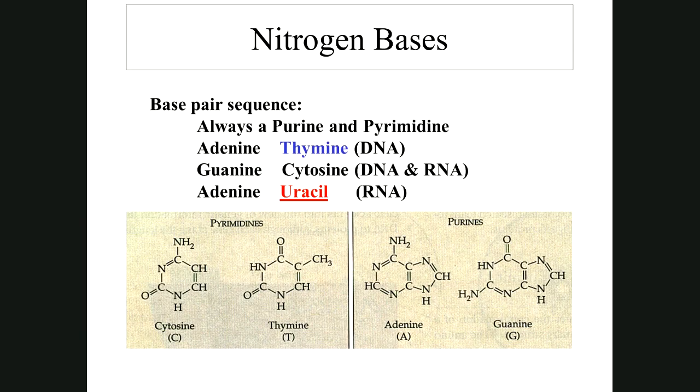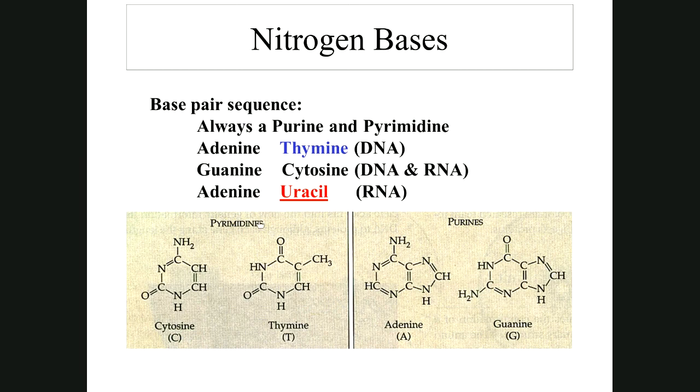Now the bases. Remember, a nucleotide has a 5-carbon sugar, a phosphate and a nitrogen base. In the base pair sequence, there's always a purine and a pyrimidine. I see the pyrimidines are over here, the purines are over here. So it's 1 to 1. It's always a purine and a pyrimidine that are going to bind with each other, base pair. Now in DNA, adenine pairs with thymine. In DNA and RNA, both of them, guanine and cytosine base pair. So they both have guanine and cytosine.